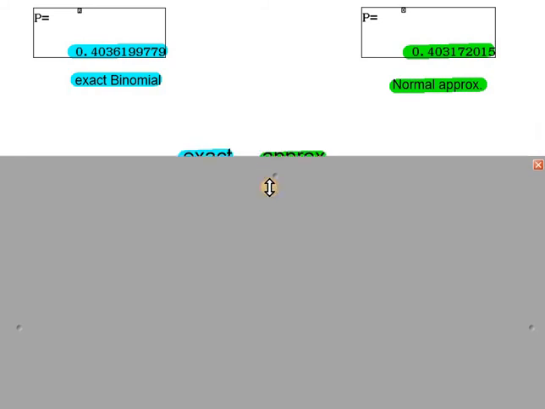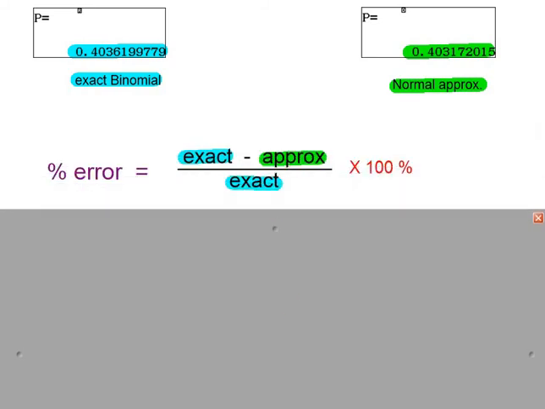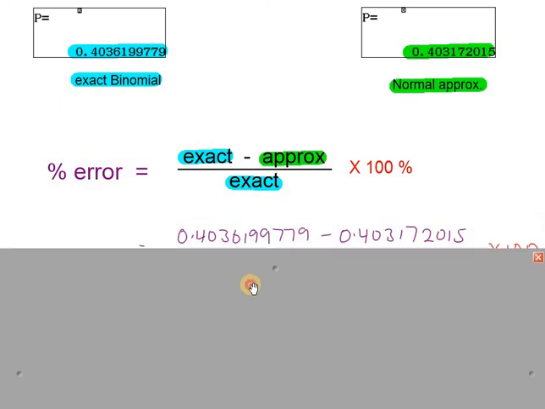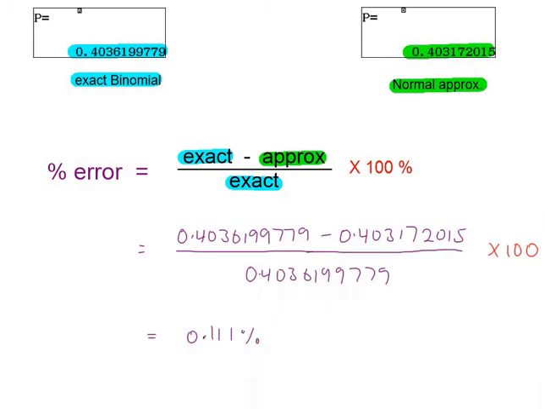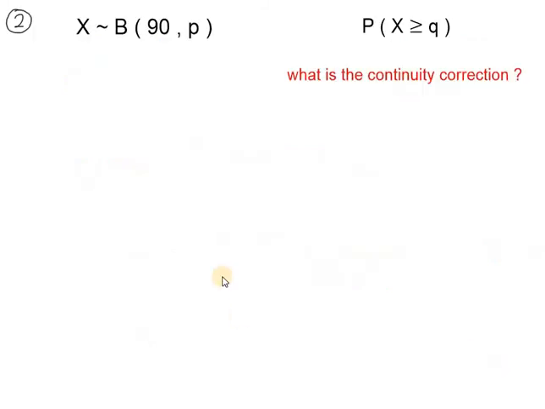So we need a formula, which is this. This will give us the percentage error. So it's just the difference between them divided by the exact one, and then you times by 100 to get a percentage. So putting the numbers in, and the percentage error is about 0.111%, so a very, very low percentage error. And such a low percentage error can be attributed to a large value of n and a probability really close to 0.5.